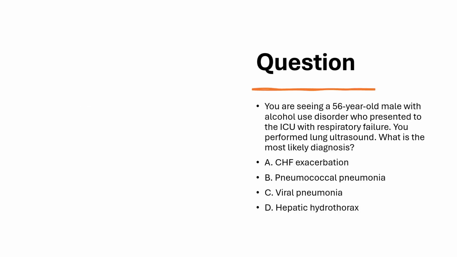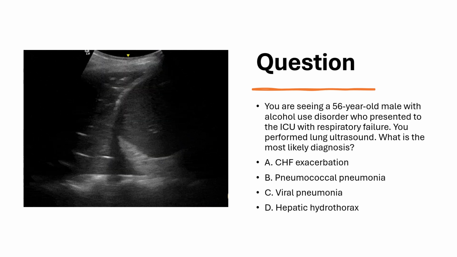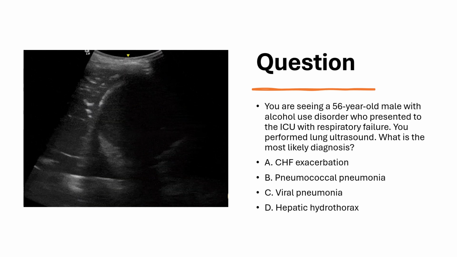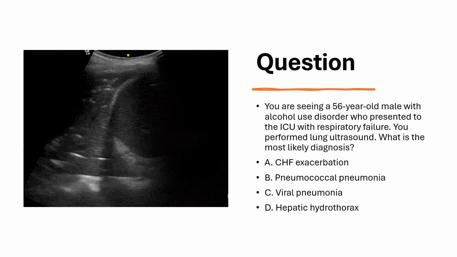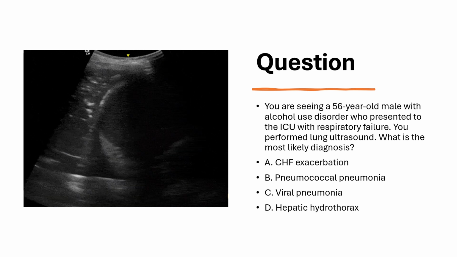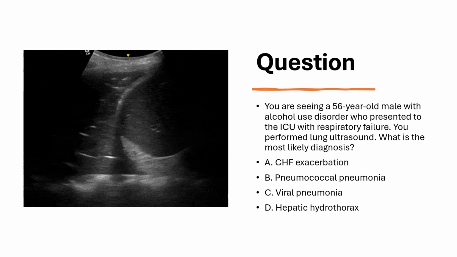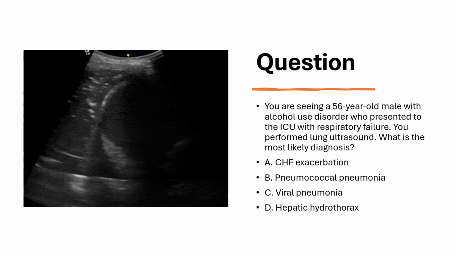Let's do another question. We are seeing a 56-year-old male with history of alcohol use disorder who is in the ICU for respiratory failure. You did perform lung ultrasonography. What is the most likely diagnosis? A, CHF; B, pneumococcal pneumonia; C, viral pneumonia; or D, hepatic hydrothorax? Please pause the video if you need more time to answer the question. And the correct answer here is B, pneumococcal pneumonia.